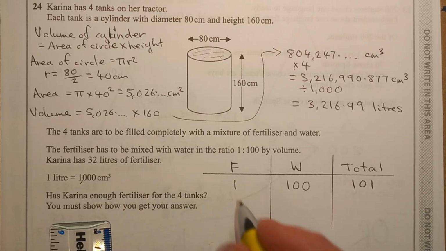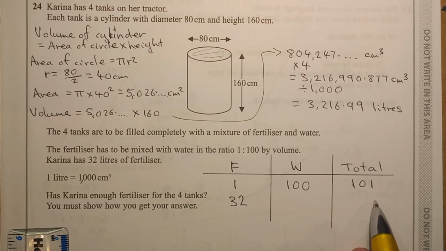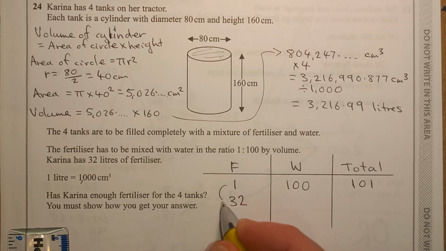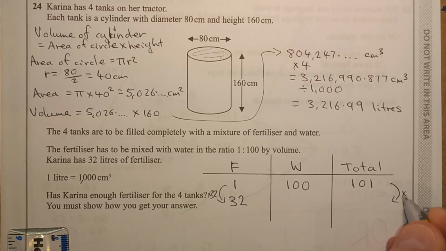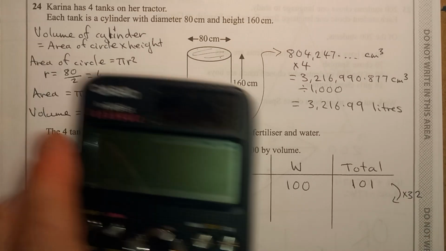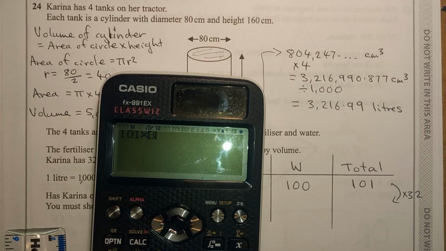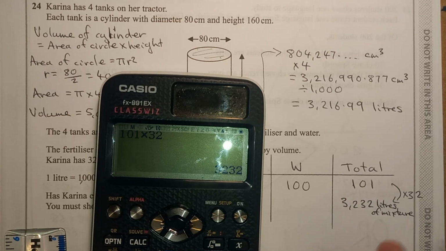101. She's got 32 litres of fertiliser. So we're going to work out how much liquid she needs in total, how much the mixture is. So this, basically we're multiplying it by 32. So we're going to need to do the same with this. So 101 times 32 means that we would need 3,232 litres of mixture.